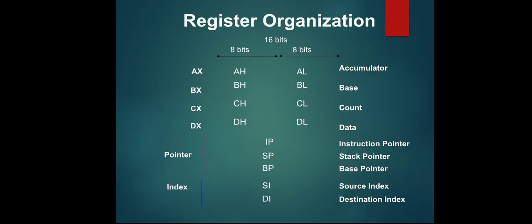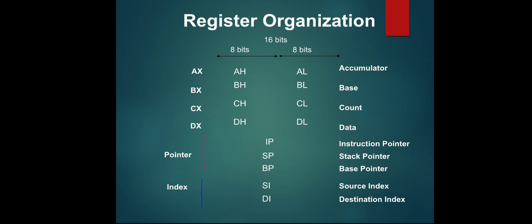Now let us look into the register organization of the 8086 microprocessor. Basically, the registers of the 8086 processor can be categorized into two types: general purpose registers and special purpose registers. We have four 16-bit general purpose registers named AX, BX, CX, DX. These four 16-bit general purpose registers are each subcategorized into two 8-bit registers, such as AX, which is a combination of AL and AH.